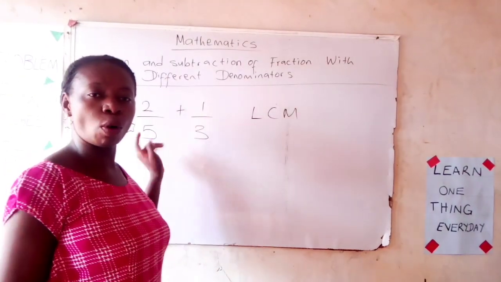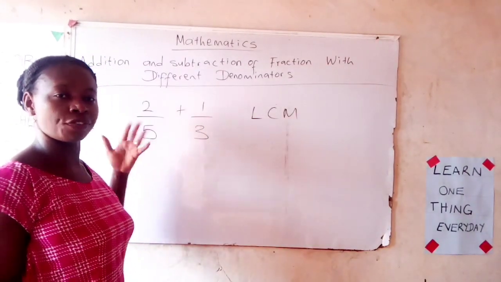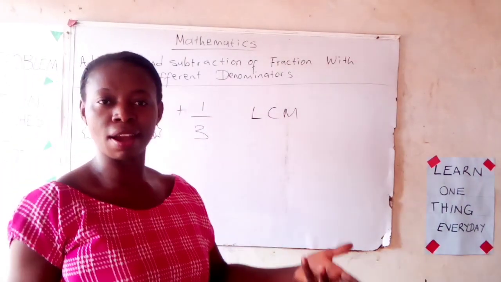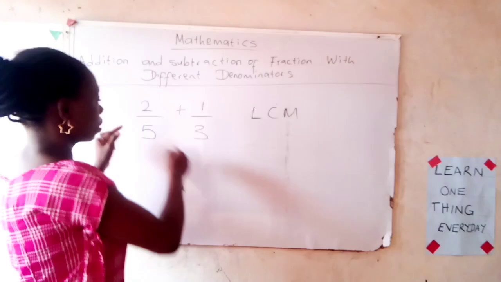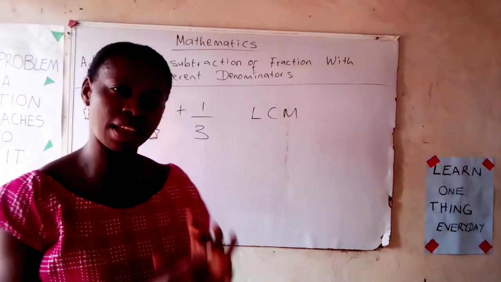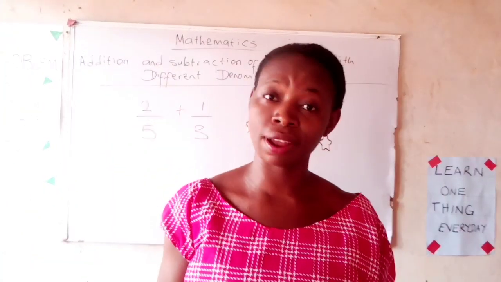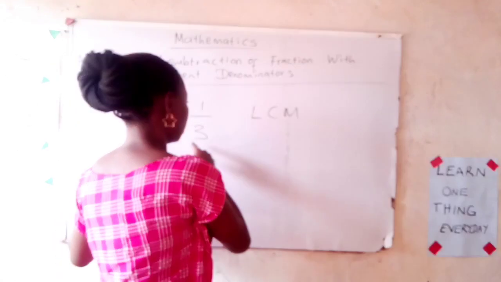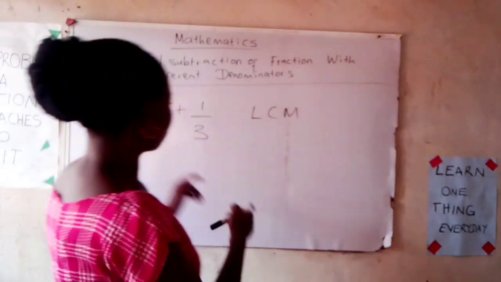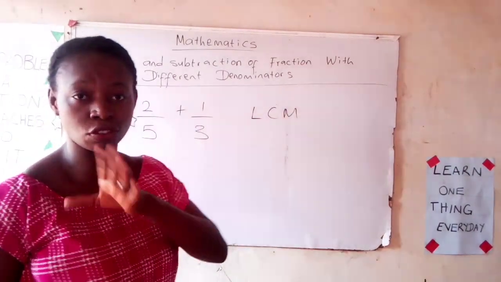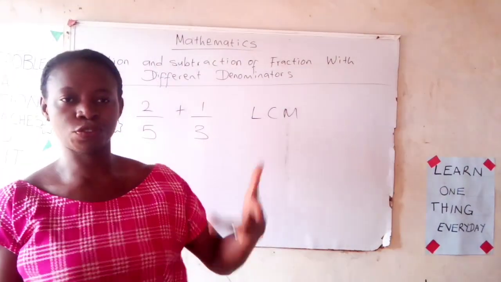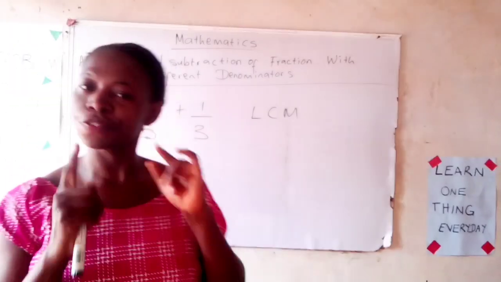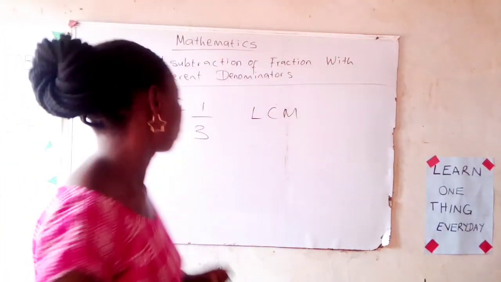When you look at multiples of 5, you have 5, 10, 15. Multiples of 3, you have 3, 6, 9, 12, 15. So 5 and 3 have 15 as a common multiple. Or you can just simply say 5 times 3, but it doesn't work like that in all cases. 5 times 3 is 15. So the common denominator for 5 and 3 becomes 15.